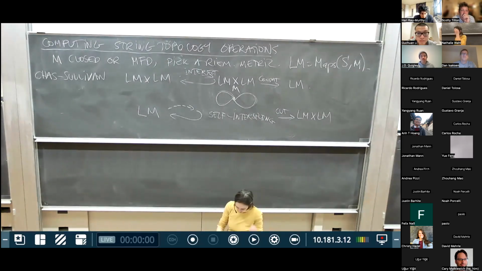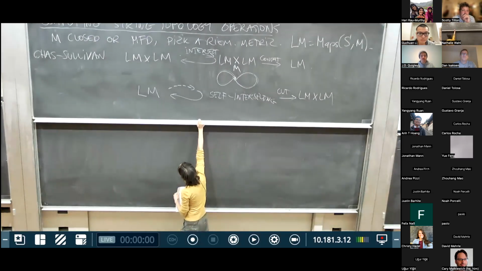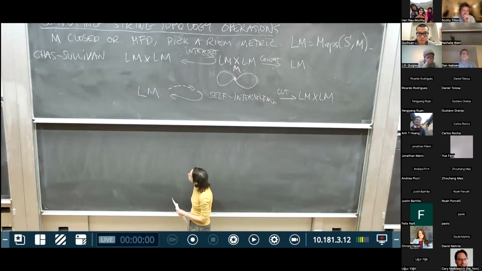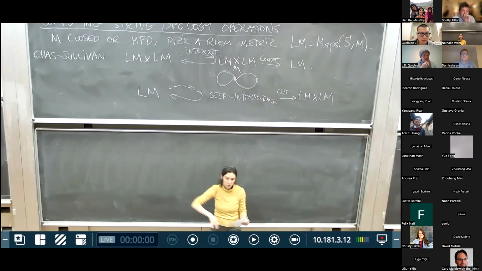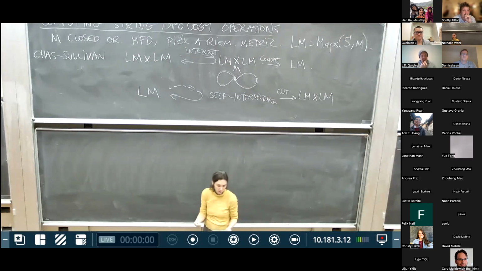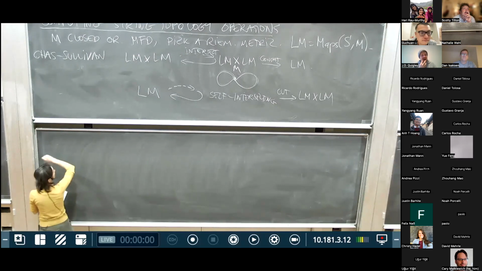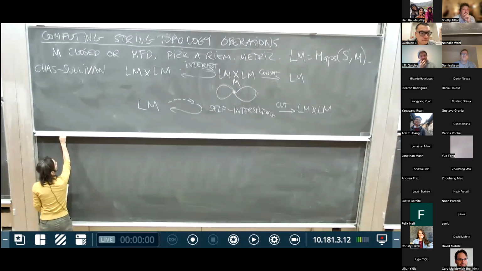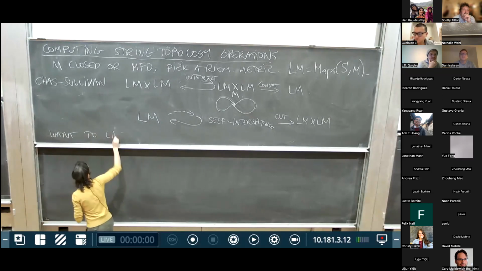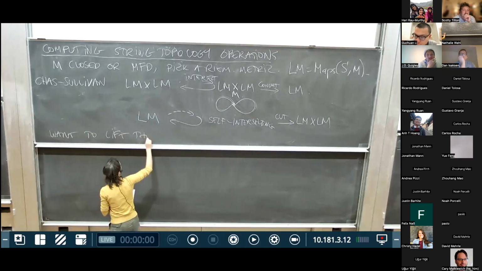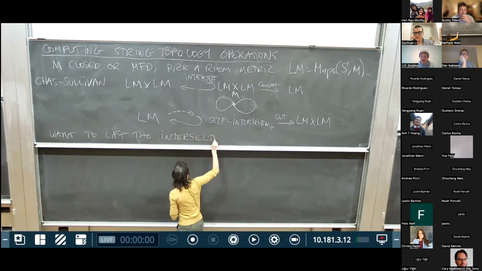Okay, so how do we define these operations? We need to do some sort of intersection from a big space to a subspace, and what we want to do is to lift the intersection product of a manifold.